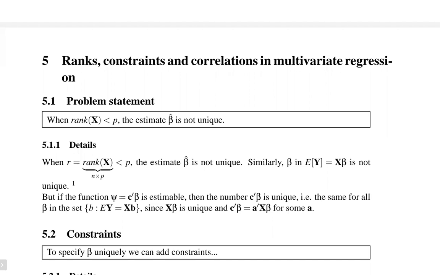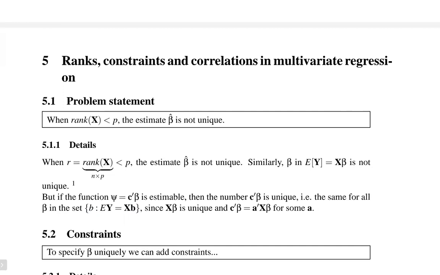Now consider again the multiple linear regression problem where we have a matrix X where the rank R of the matrix is strictly less than the dimension. So it is not full rank. And in this case, we've seen that the estimate itself of the parameters is not unique. In other words, there's a whole set of these boldface B's where the expected value of Y is XB, but they're not unique. So it's not just a single estimate.